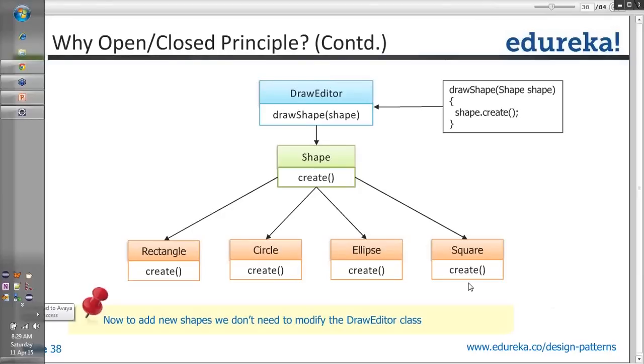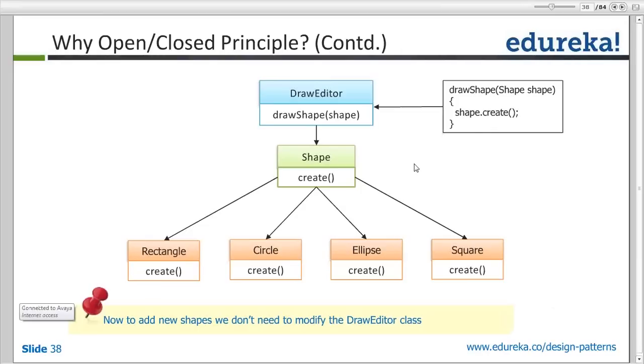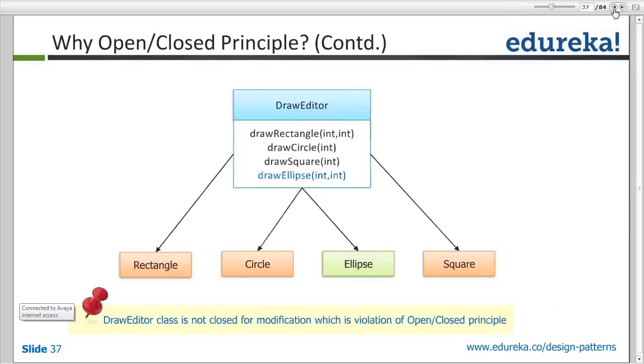So in the draw editor class, okay, we had added an ellipse, a method to draw an ellipse. Okay, so by doing it, we are extending the functionality of the draw editor class, and at the same time we are modifying also. So still, actually, I'm confused.